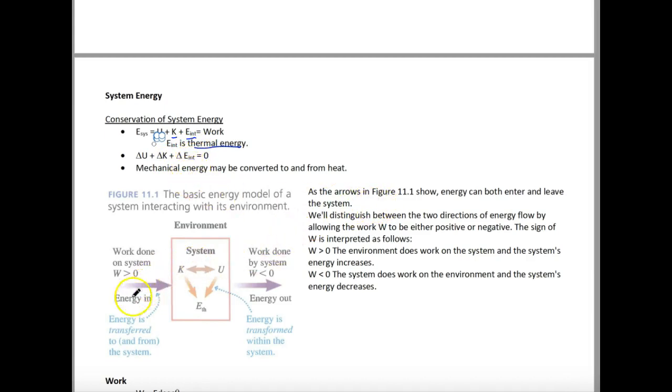So here we kind of see what's happening. We know that work done on a system puts energy into the system. If you think about some of those bar graphs that we've done, sometimes you'll have work going into a system.